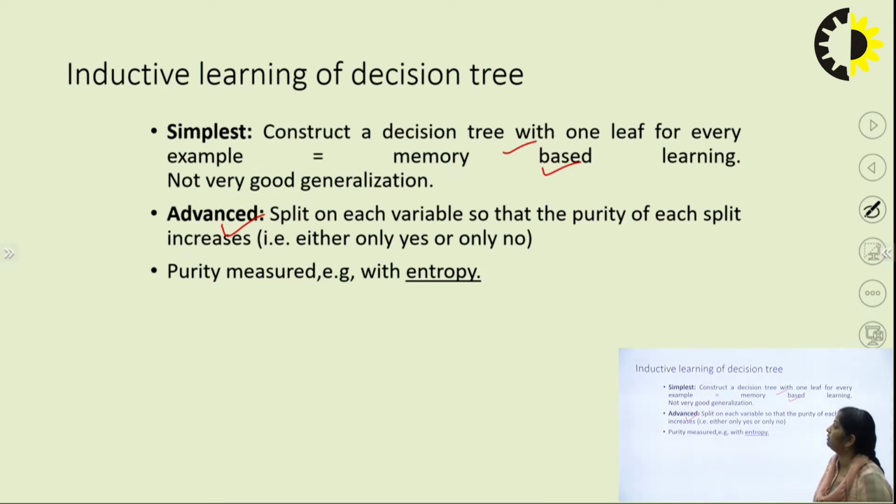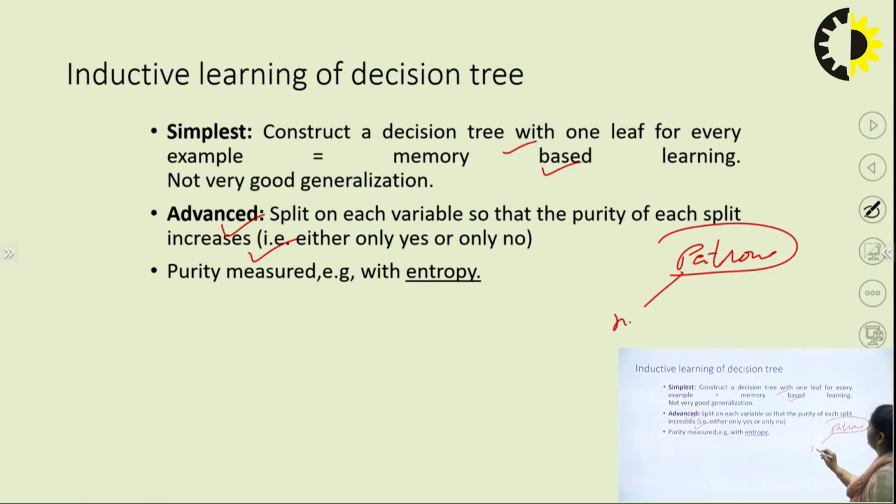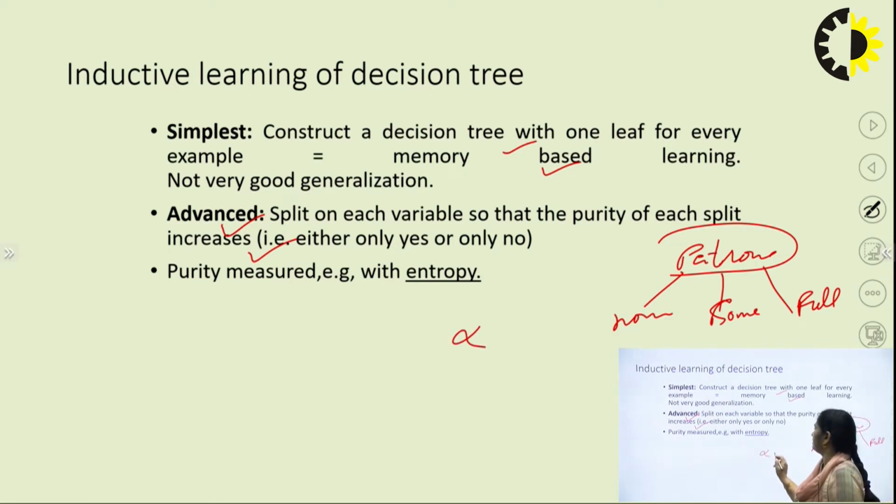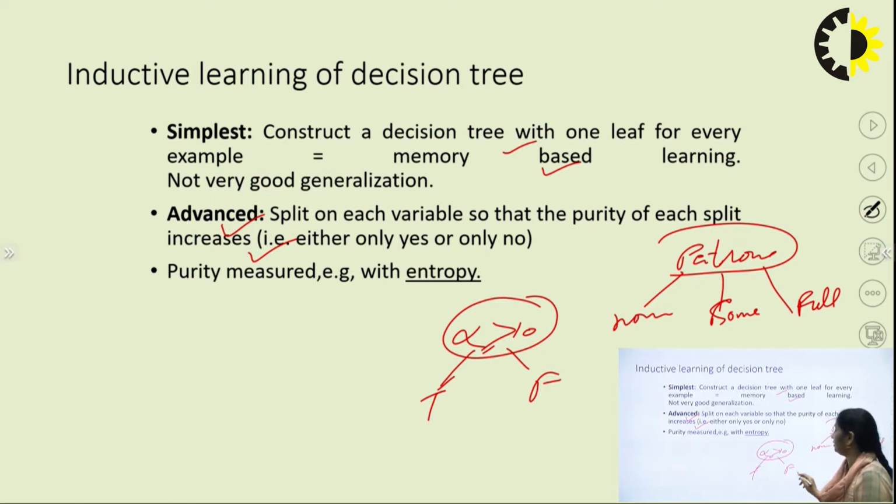In this we will split on each variable so that the purity of each split increases. Split means, when I am checking patrons, I divide into one branch for none, one for some and one for full. That is the split. For example, if I am comparing alpha with 10, the possibility is either true or false. So what is my test? Alpha greater than 10. I have one branch for true and one for false.